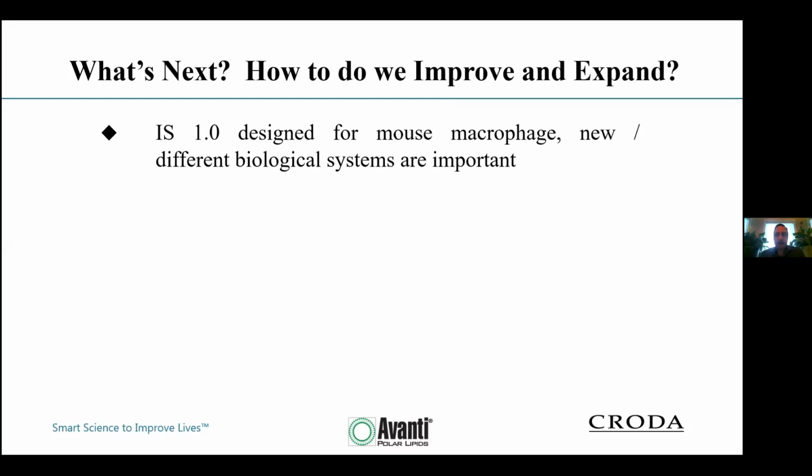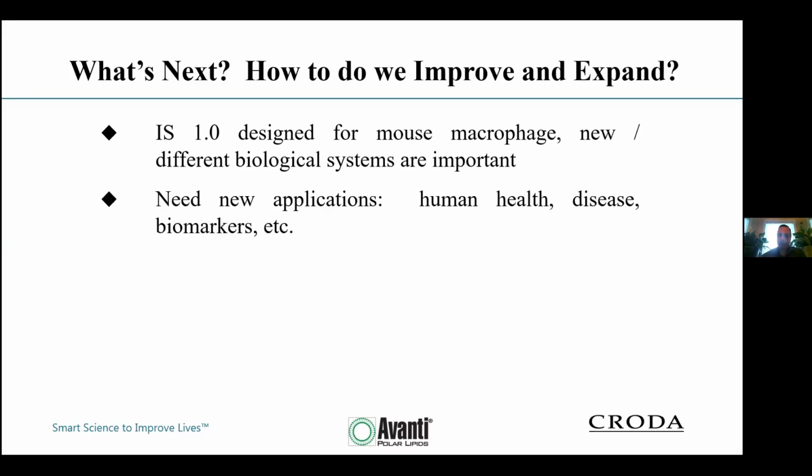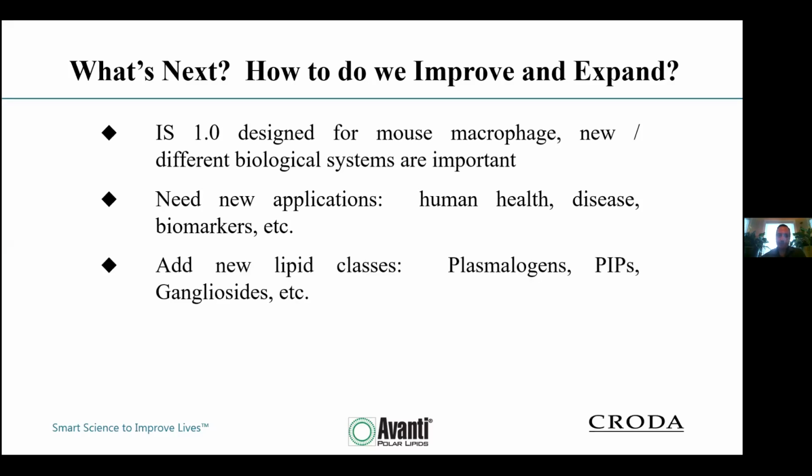So originally, the LipidMAPS project was designed for the mouse macrophage. So obviously we wanted to branch out and go to new and different biological systems that would be important to the research community out there. And so we needed new applications. And these constituted primarily human health, disease, or looking for biomarkers. And as such, we wanted to add new lipid classes, such as the plasmalogens that weren't covered originally. I think we saw earlier in the talk, the PIPs, and I know one of my favorites is the gangliosides.